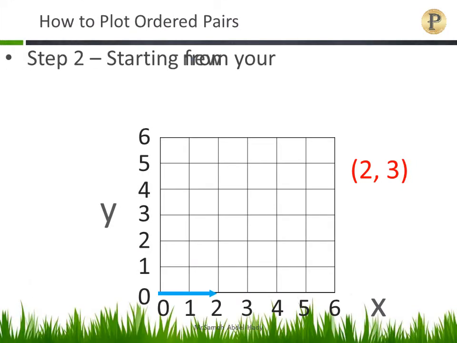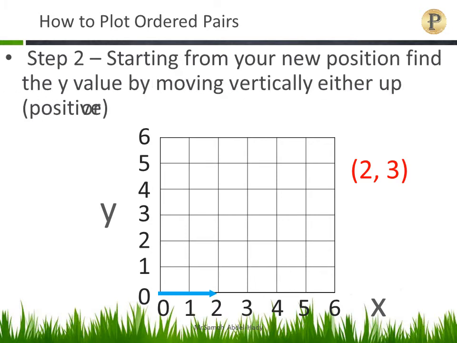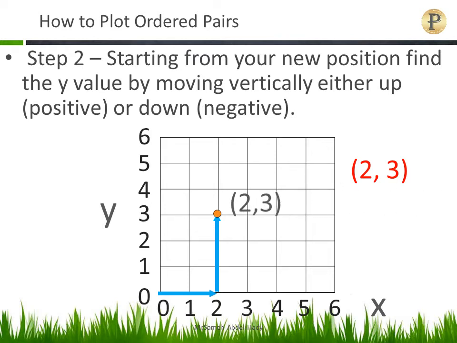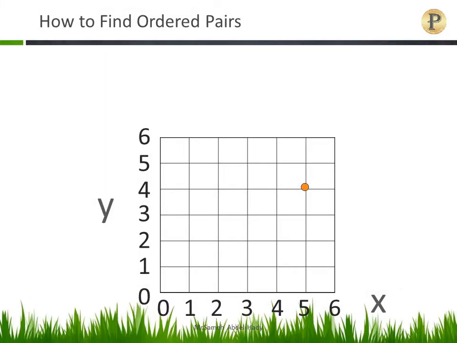Then we should move on the y-axis, but starting from your new position, find the value by moving vertically, either up or down. I'll move up 3 steps to determine y. So I have 2 and 3. That's good.